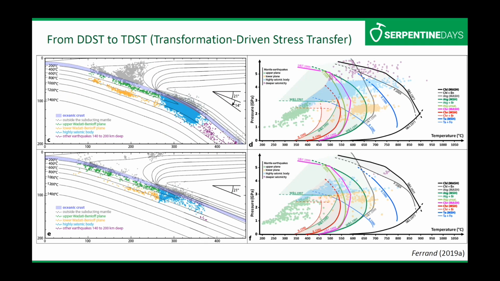This is an example for northern Chile, and you can see that especially the large seismic cloud at 100 kilometers fits quite well with the pressure-induced dehydration of serpentine plus brucite.